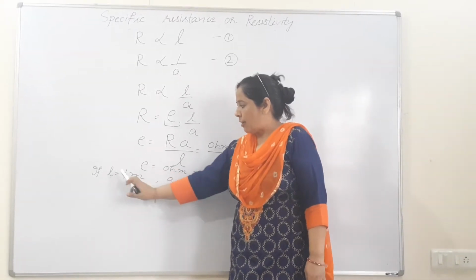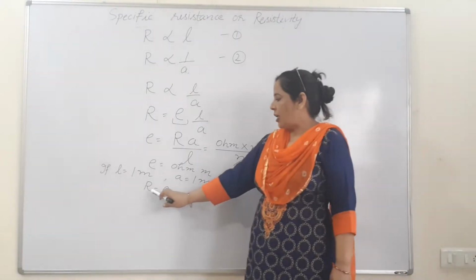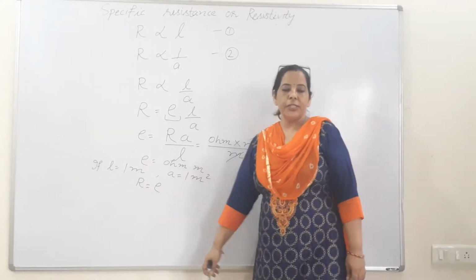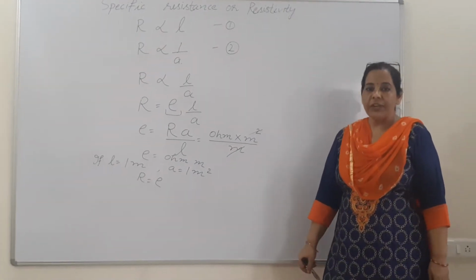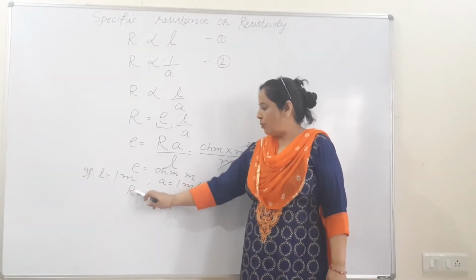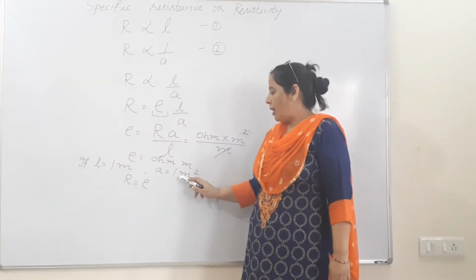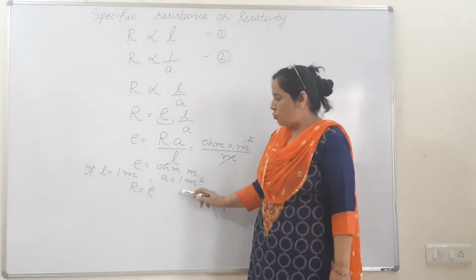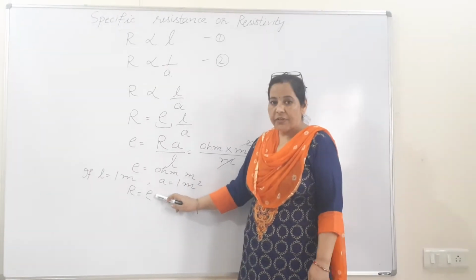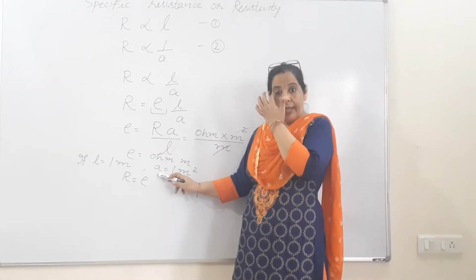If we suppose that the length of the conductor is 1 meter and the area of cross section is 1 meter square, then R will be equal to rho, or you can say resistance will be equal to the resistivity of the conductor. Now from the definition it is clear: resistance will be equal to specific resistance when there is unit length and unit area of cross section. It means that resistance depends upon length and area, but resistivity or specific resistance doesn't depend upon the length and area.